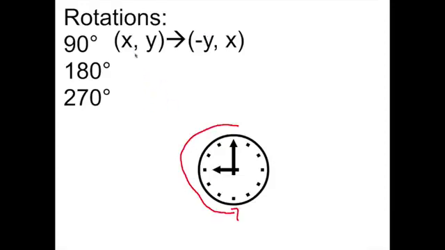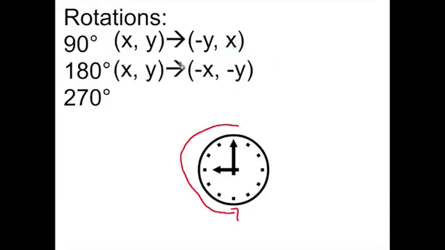So if we have an x and a y value, if it's a 90-degree rotation counterclockwise, we're going to switch the x and the y. So we'll put the y first, change the sign, and then put the x second. Okay, so that's for 90-degree rotation counterclockwise.